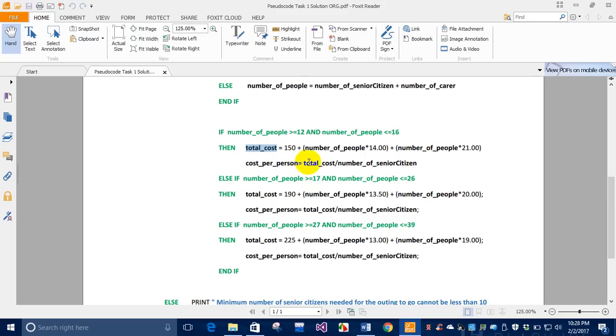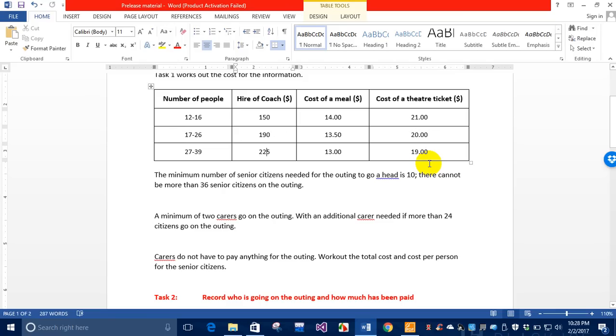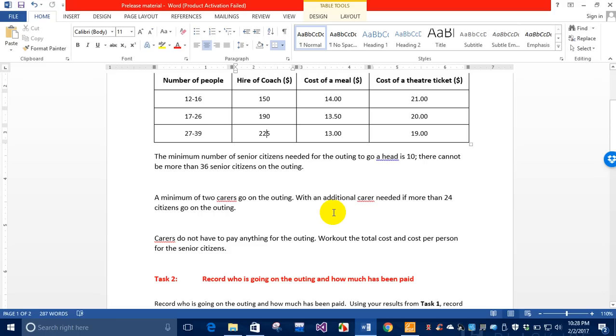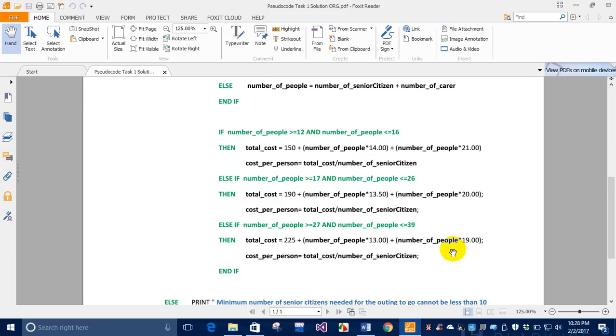And the cost per person would be equal to total cost divided by the number of senior citizens, not by the number of people, because the club will pay on behalf of the carers. So I'll divide it by the number of senior citizens. The senior citizens will pay on behalf of the carers, as it is mentioned over here that carers do not have to pay anything for the outing, to work out the total cost and cost per person of the senior citizen. So this would be the cost per person for the senior citizen.